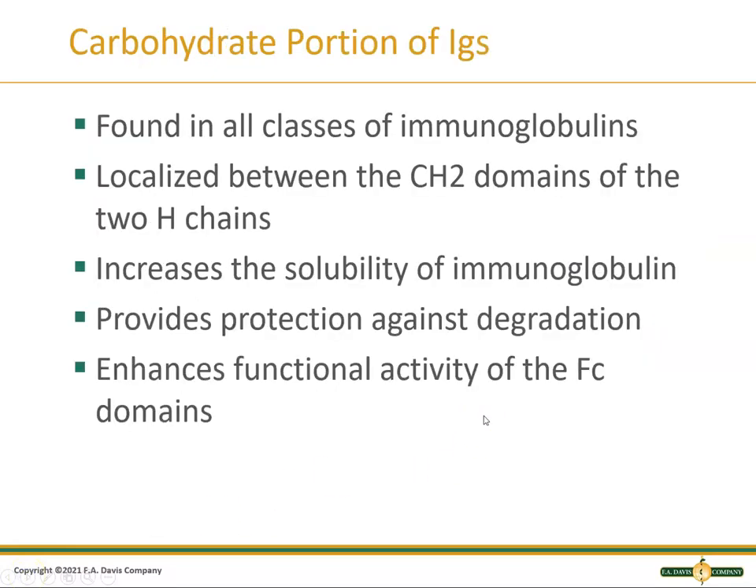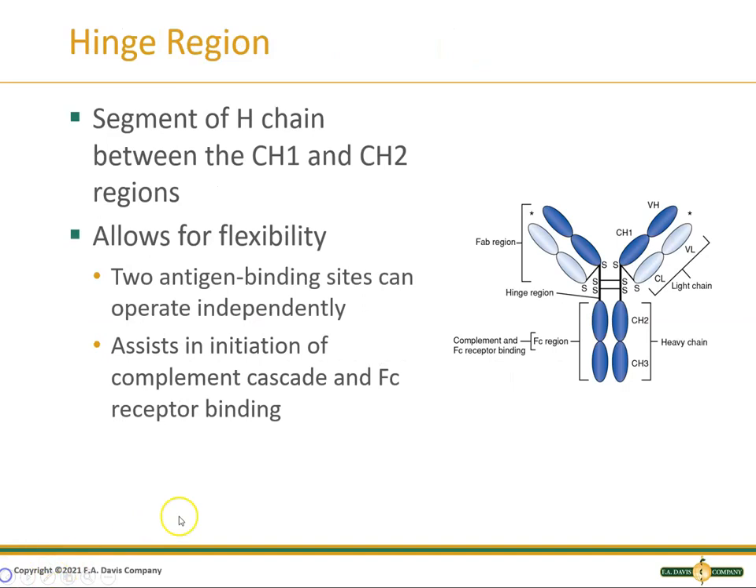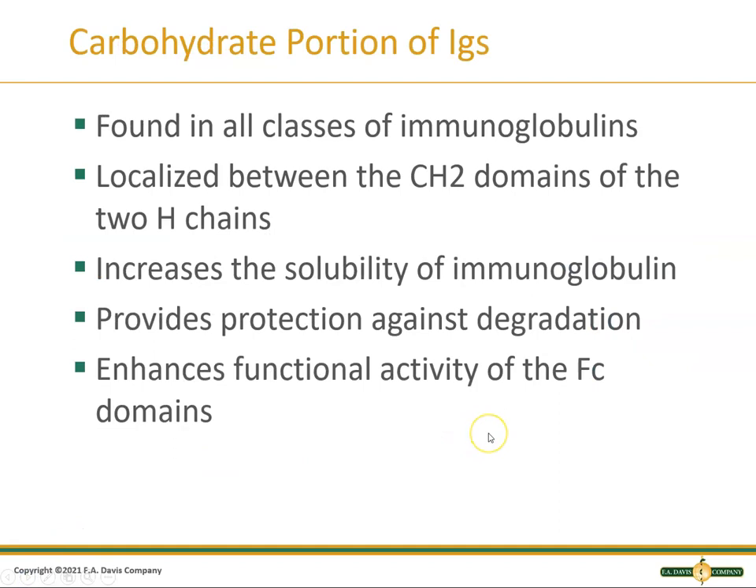So the carbohydrate portion of the immunoglobulins, that's found in all the classes, on all the different immunoglobulins. And that's usually located between the constant heavy 2 domains and the 2 heavy chains. So we're talking about this particular area and here. Okay, and what the carbohydrates do is allow it to move in the serum a little bit easier, so it increases the solubility of the immunoglobulin, so it can do stuff, so it gives us protection, so it doesn't degrade as easily. And then it allows for the Fc domains to be more functional, enhances them, allows them to do what they need to do.